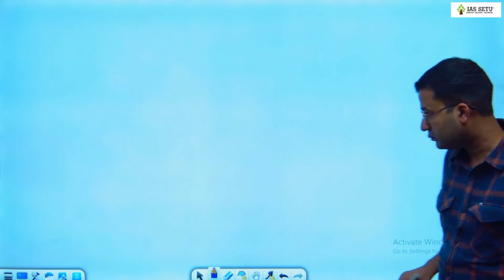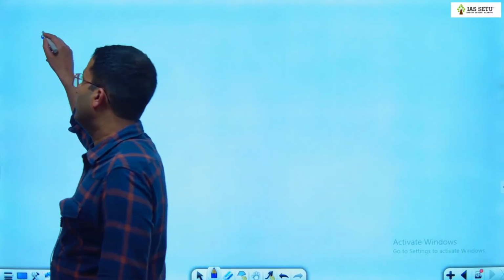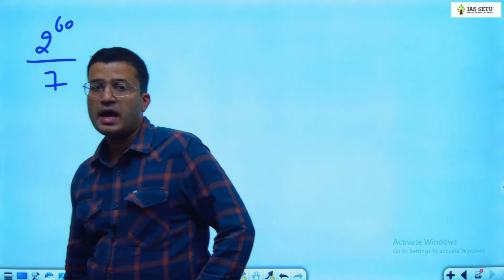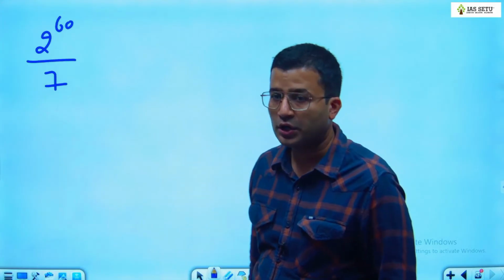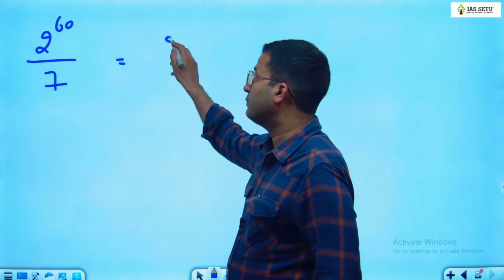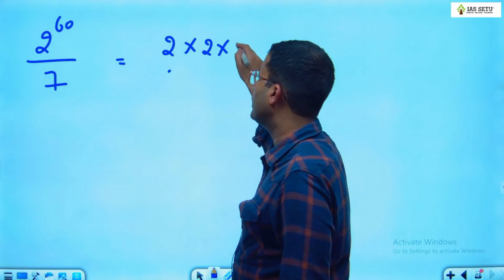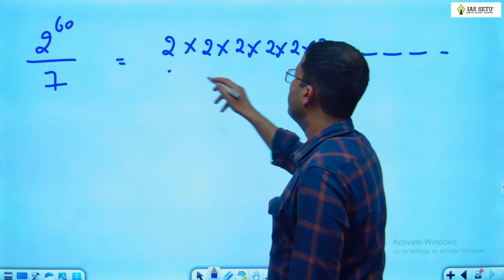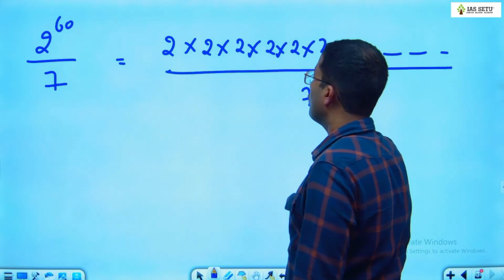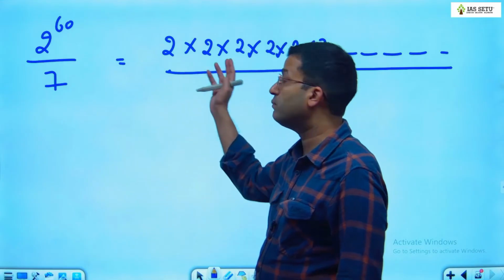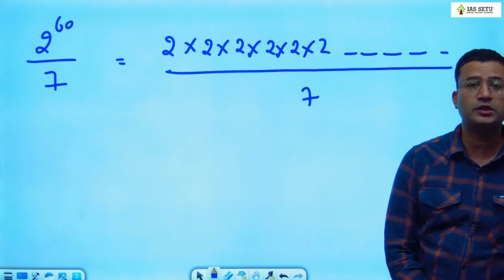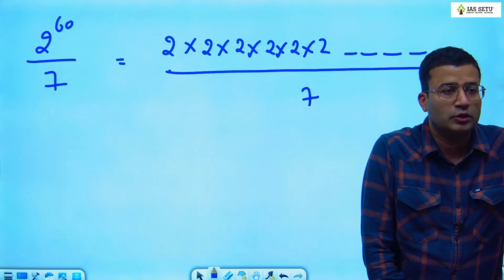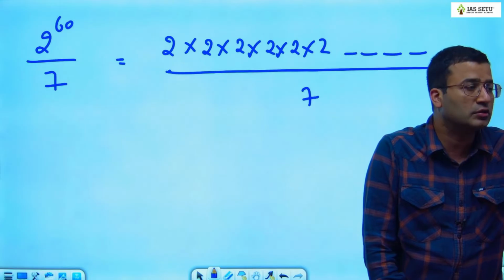I tell you. The question is asked, 2 to the power 60 divided by 7, and they ask, what is your remainder? If you want to use the long method, it means 2 into 2 into 2 into 2 into 2 into 2 divided by 7. If you think you can multiply 2 sixty times, better to skip the question, because it takes nearly 40 to 45 minutes. Multiplying 2 sixty times is not an easy task.